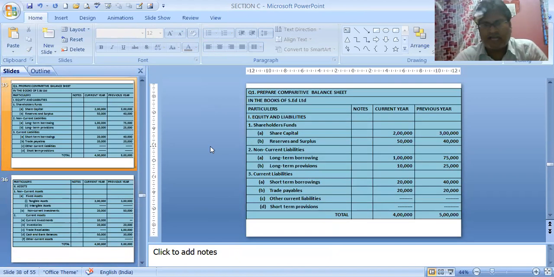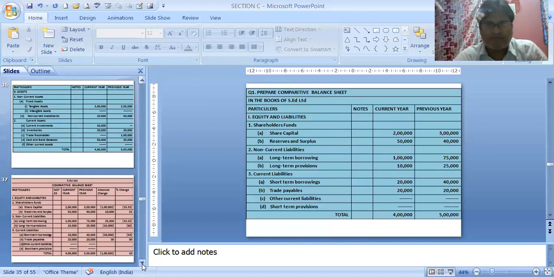Let's see the first item. It's already arranged in a proper order in this sum. Share capital 2 lakhs and 3 lakhs. Reserve surplus 50,000 and 40,000. So current year is given first, then previous year. Prepare comparative balance sheet in the books of Asset Limited.